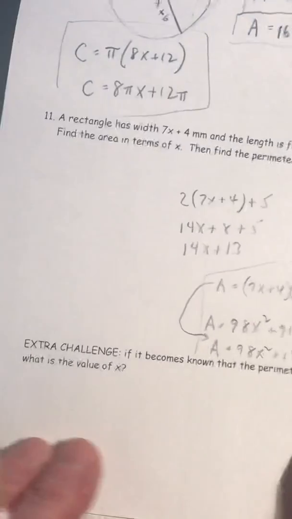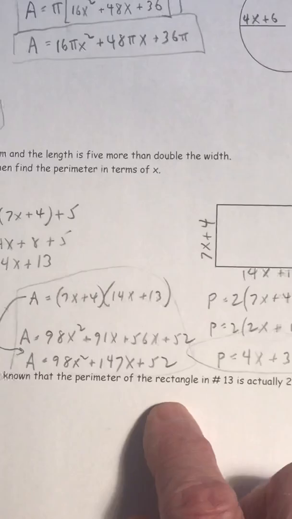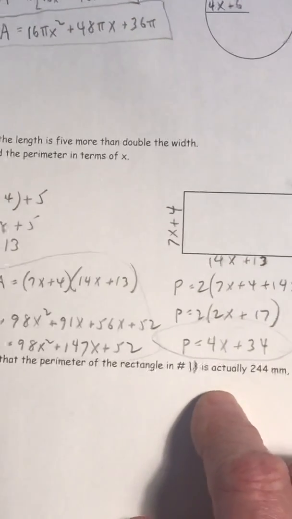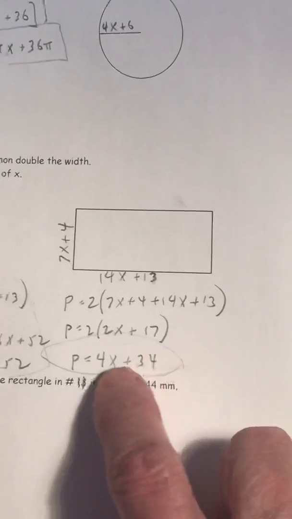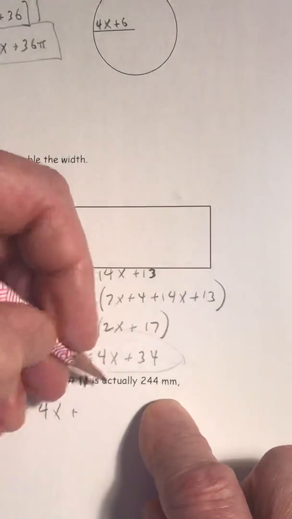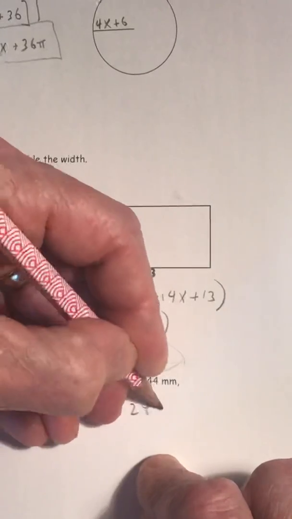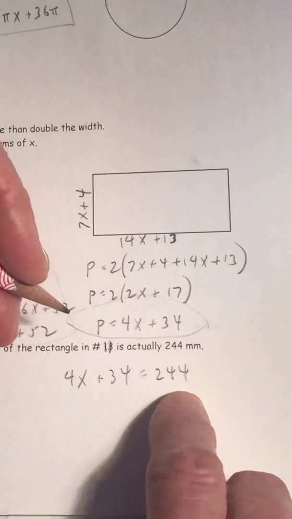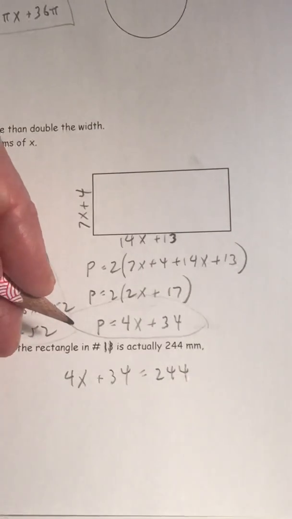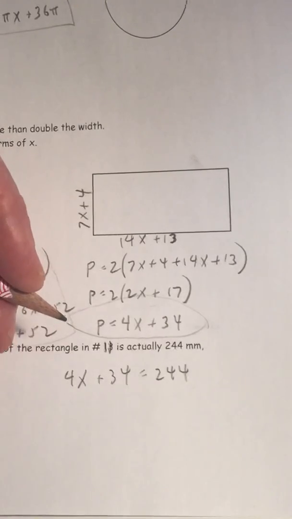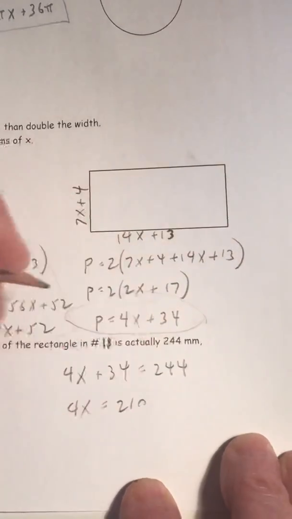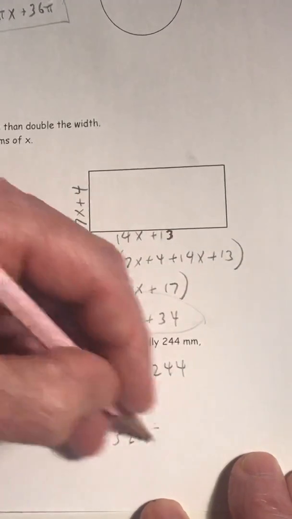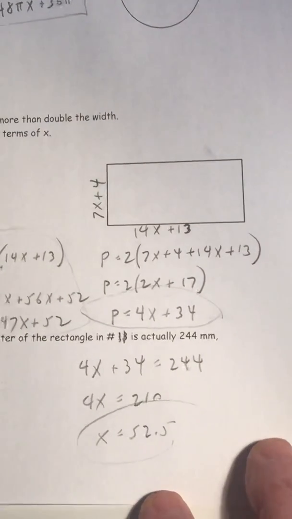Okay, and then this extra challenge question says, if it becomes known that the perimeter of the rectangle in this, should say number 11, because I changed the numbers a little bit. Number 11 is actually 244. What's the value of x? So if this, here's the perimeter, 4x plus 34. If the perimeter comes out to 244, what's the value of x? There's our perimeter expression set equal to 244. Just solve this for x. And if you take away the 34 from 244, get 4x is 210. So 210 divided by 4, 52.5. Okay, unless I made a mistake somewhere, but I don't think I did.